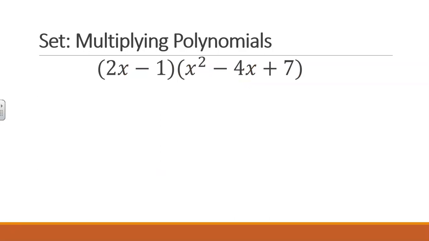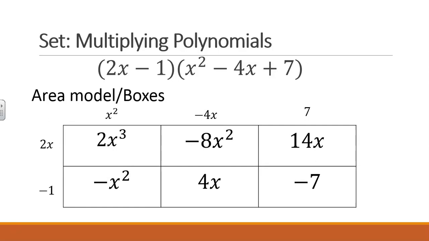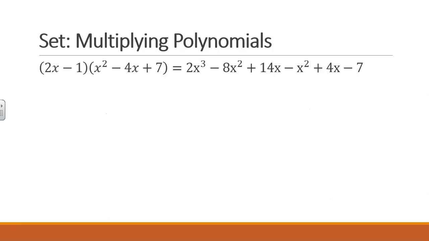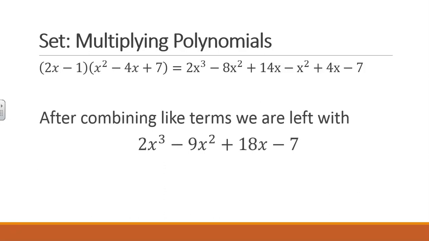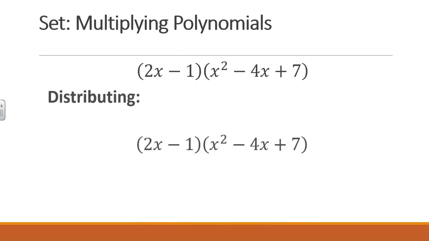squared minus 4x plus 7. Here is the area model and boxes. After combining like terms, we are left with 2x cubed minus 9x squared plus 18x minus 7. Here is what it looks like distributing.